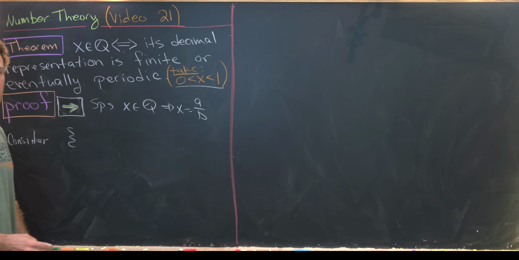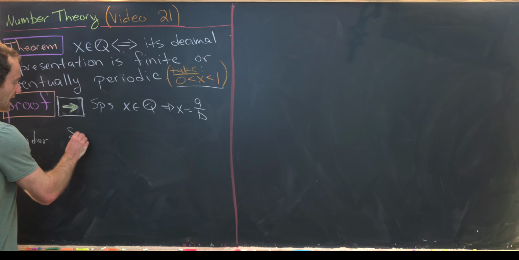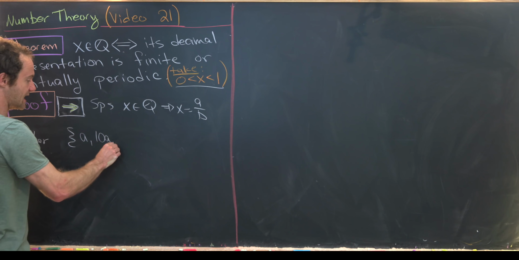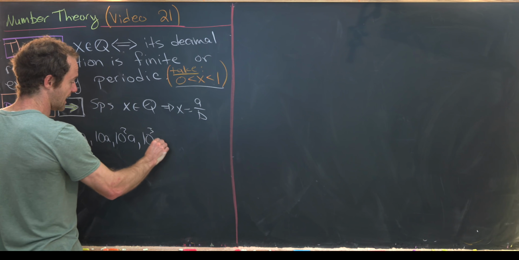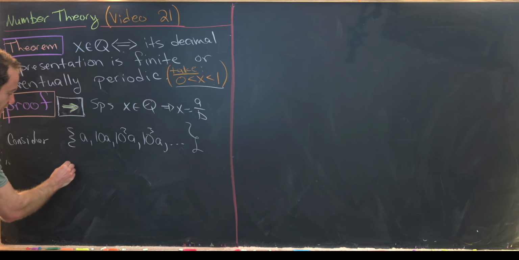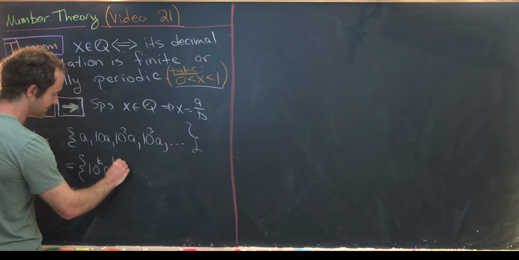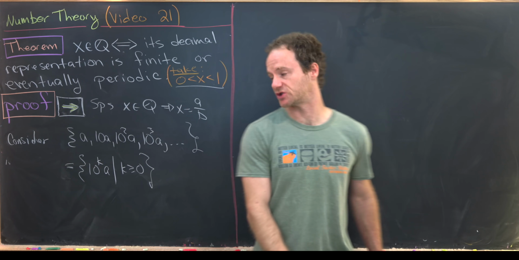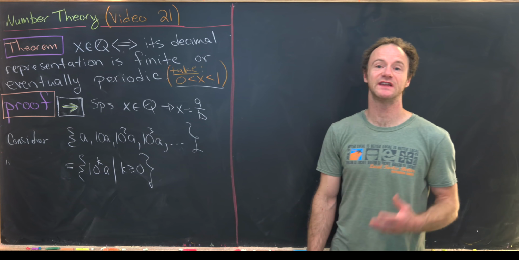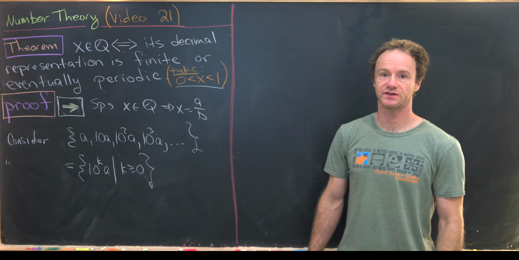So that set of numbers will depend on this numerator right here. So we'll have a, and then 10a, and then 10 squared a, and then 10 cubed a, and so forth. In other words, we're going to have 10 to the k times a, as k runs through all non-negative integers. Notice this set is most definitely infinite because there are infinitely many non-negative integers.